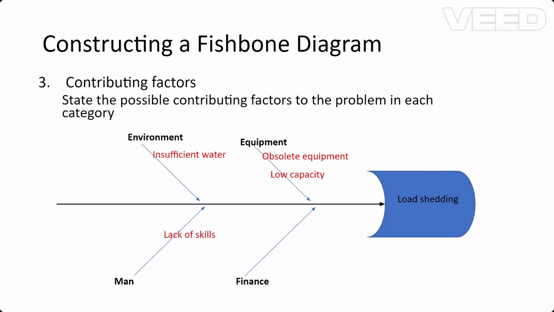We also have maybe lack of skills. Maybe the employees are not skilled. Maybe we recruited wrong people. These are examples. I'm not stating that that's a current situation. I'm just giving you an example. And then we may have lack of innovation, maybe within the staff working at the utility company.